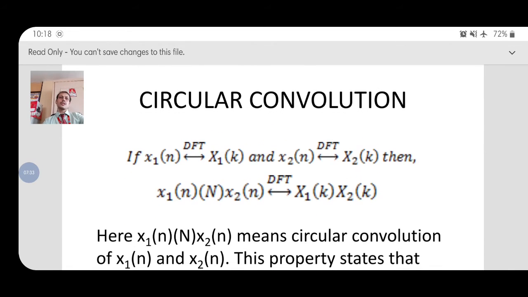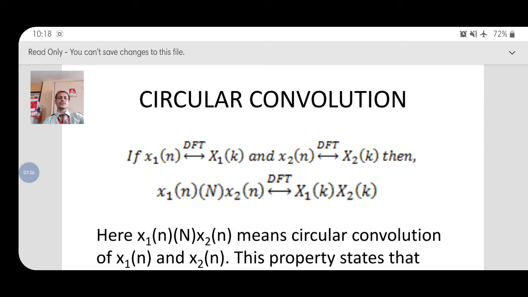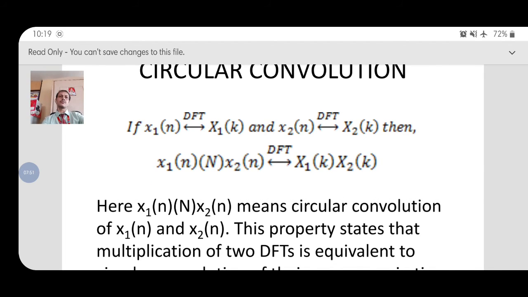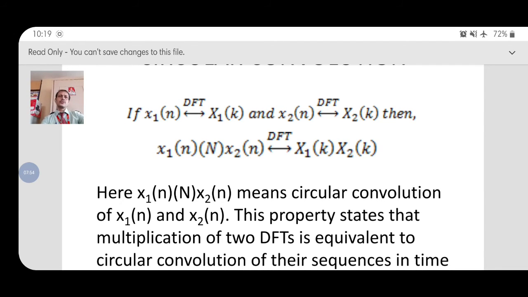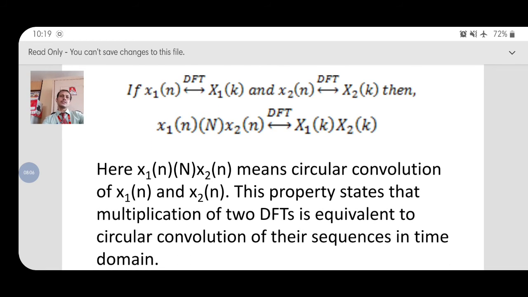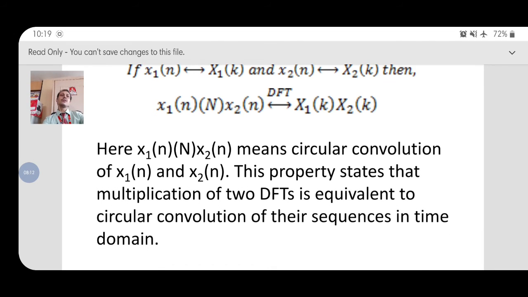Third one we are going to see is circular convolution. We are going to consider two signals. If the DFT of x1 of n is x1 of k, and the DFT of x2 of n is x2 of k, and now we convolve these two signals x1 of n and x2 of n, the DFT will become x1 of k into x2 of k, which means the circular convolution of these two signals in the time domain is equal to the multiplication of these two signals in the frequency domain.